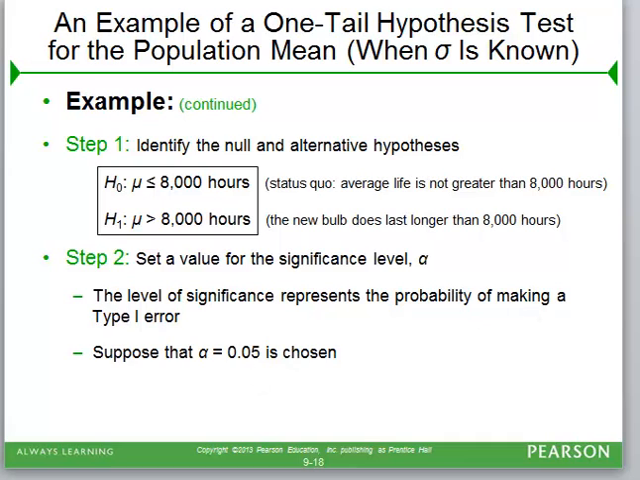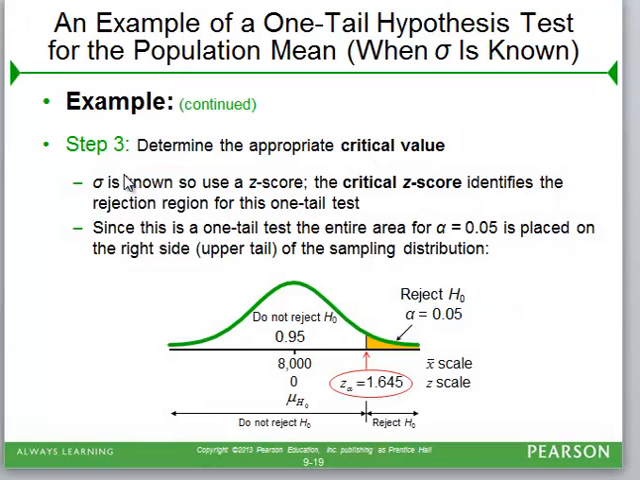Step 3. Step 3 is actually the continuation of step 2, because in step 3 we're going to determine the critical value. Critical value is decided by alpha, the level of significance. Remember I told you the alpha in the graph is this area, right? Alpha is this area. So alpha represents the probability that we reject the H0 when it is true.